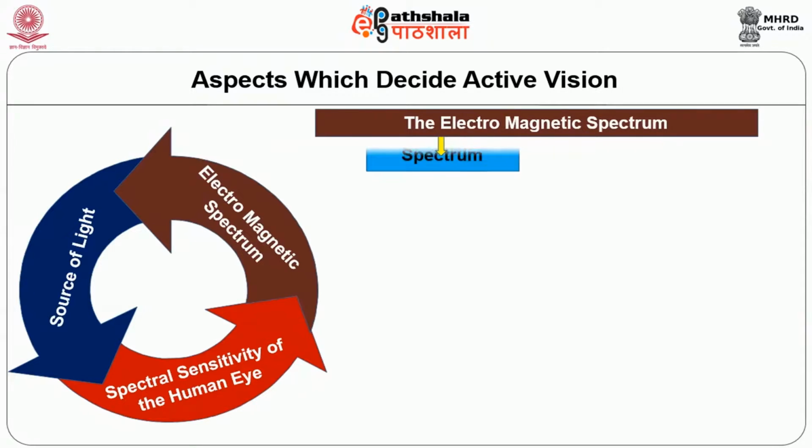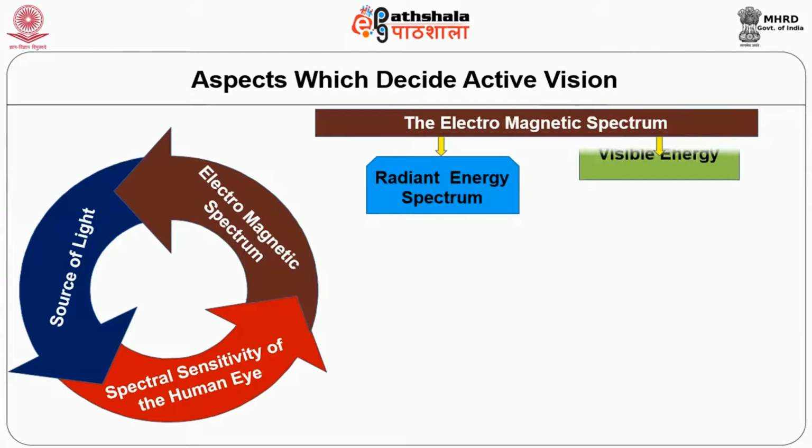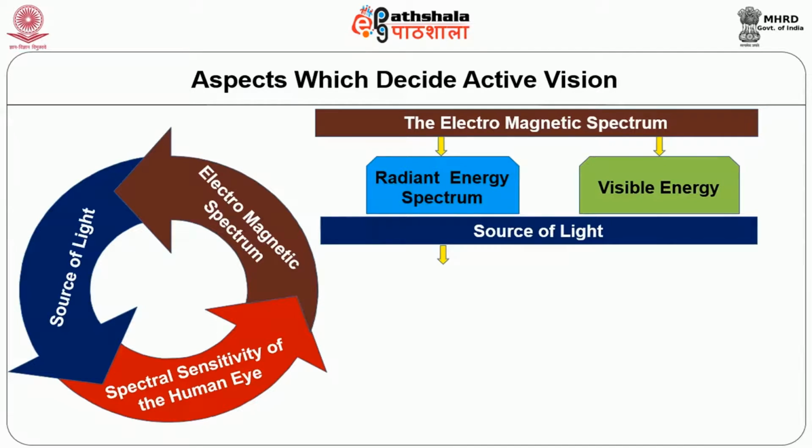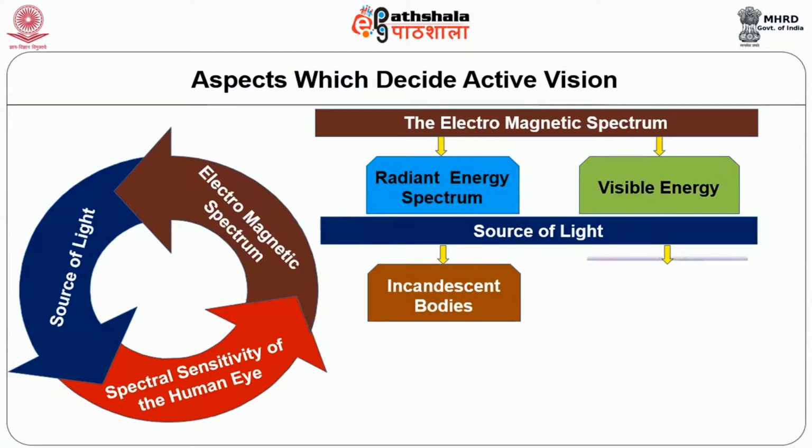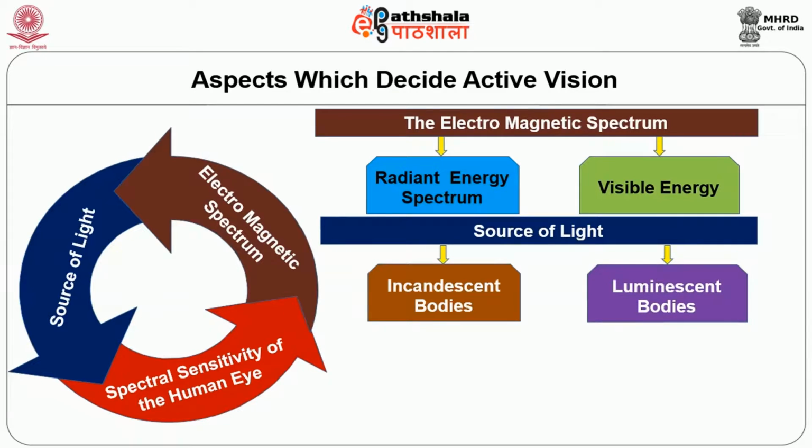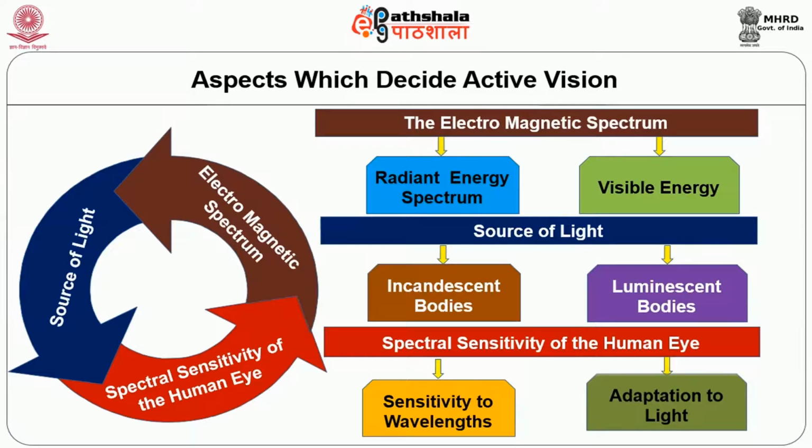Electromagnetic spectrum considers light as two forms of energy, namely radiant energy and visible energy. Source distinguishes light from luminescent and incandescent bodies. Spectral sensitivity of the eye identifies the eye's sensitivity to wavelengths of light and its adaptation to light. Let us see one by one.